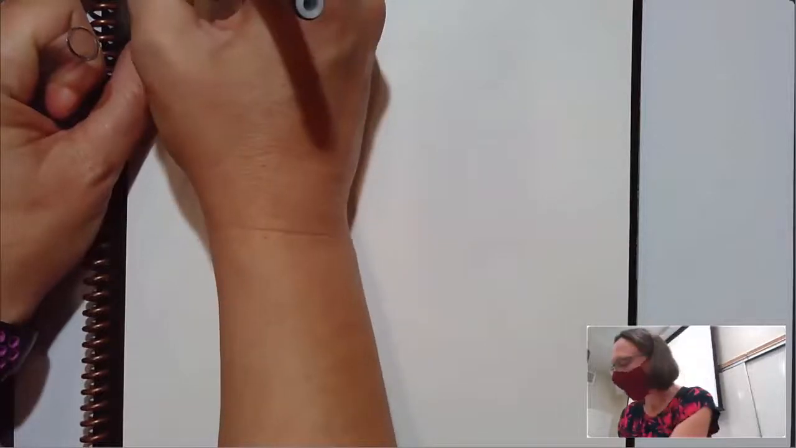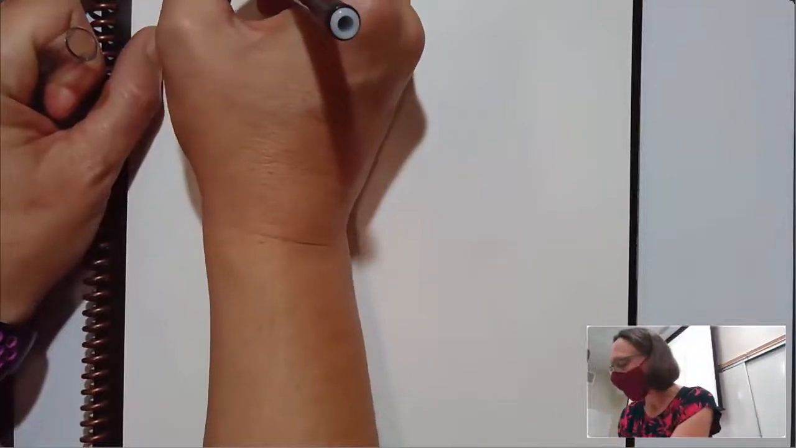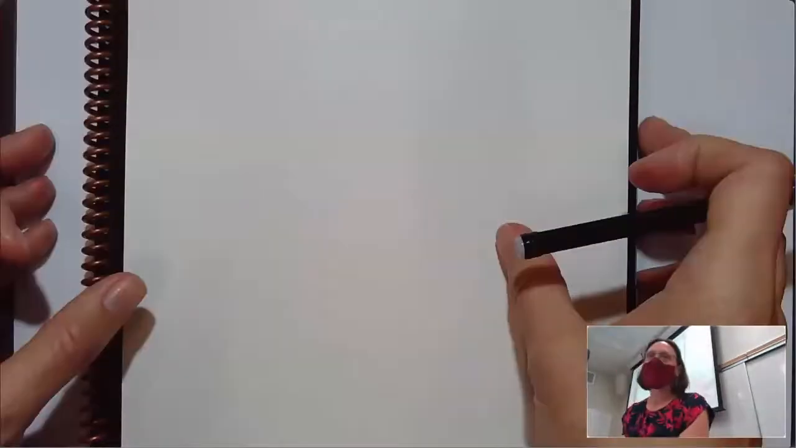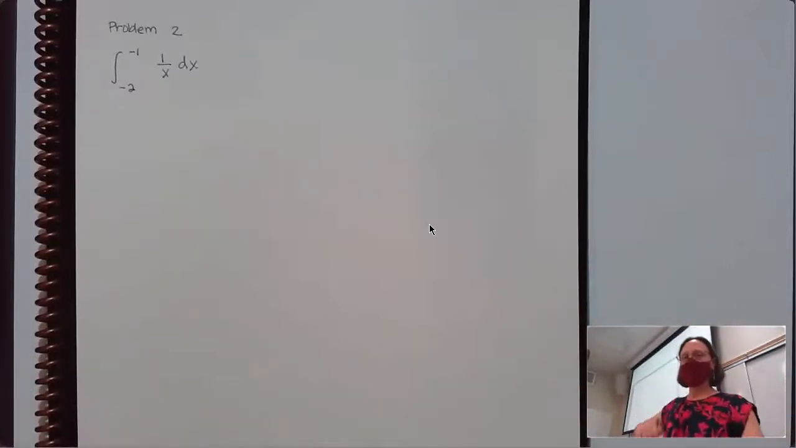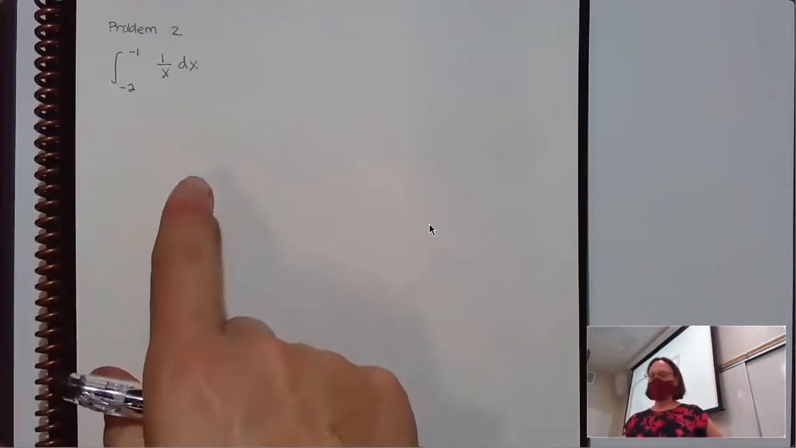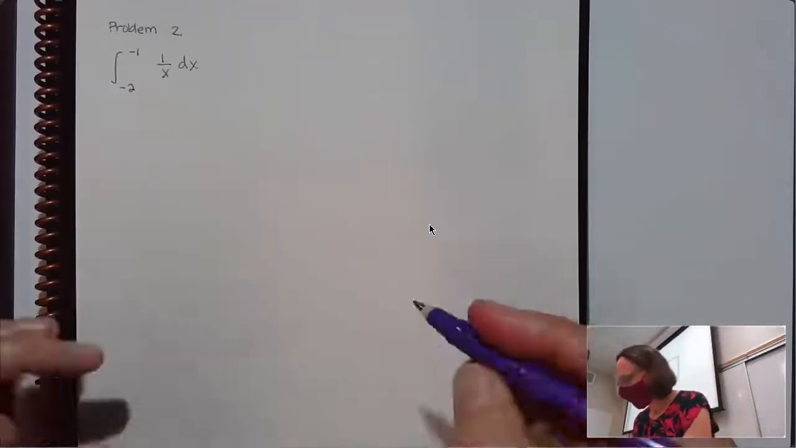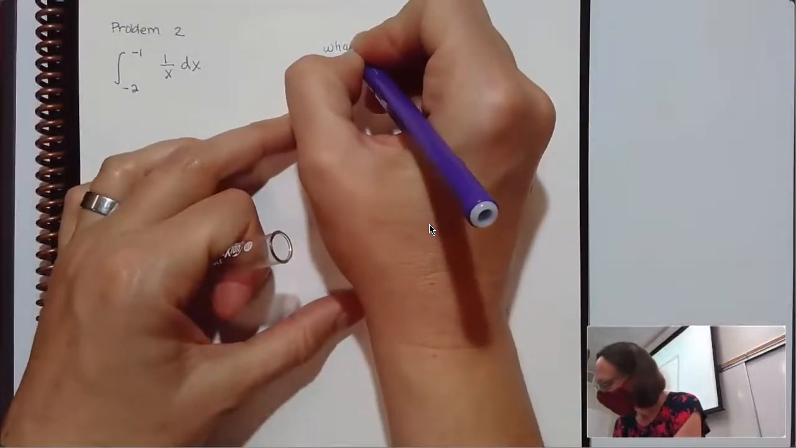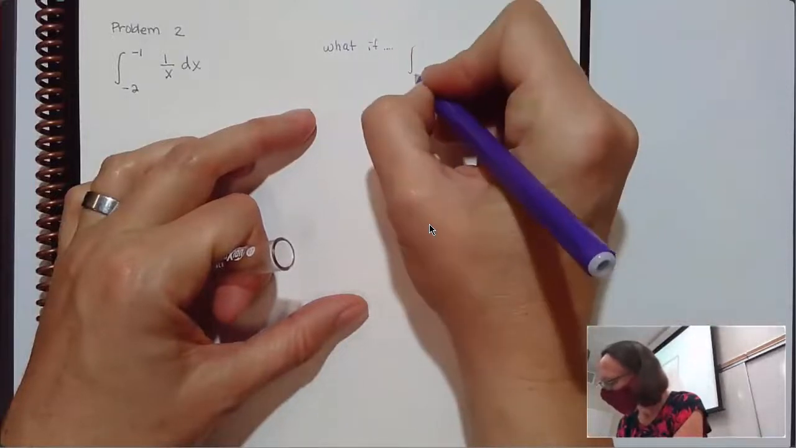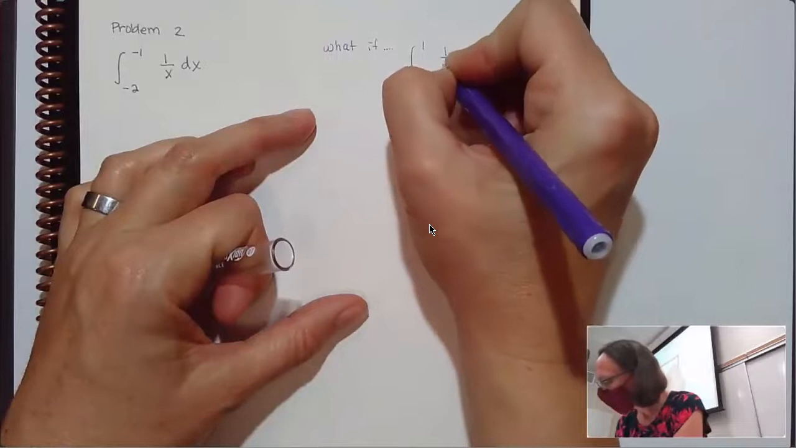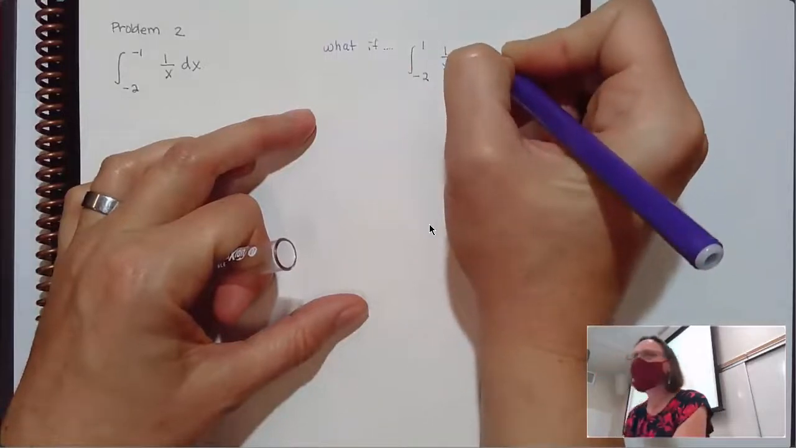-2 to -1. It is weird. And I was going to say, I know why it's weird. So we're going to do this problem, but what if this had said, take the integral from -2 to 1 of 1 over x dx.